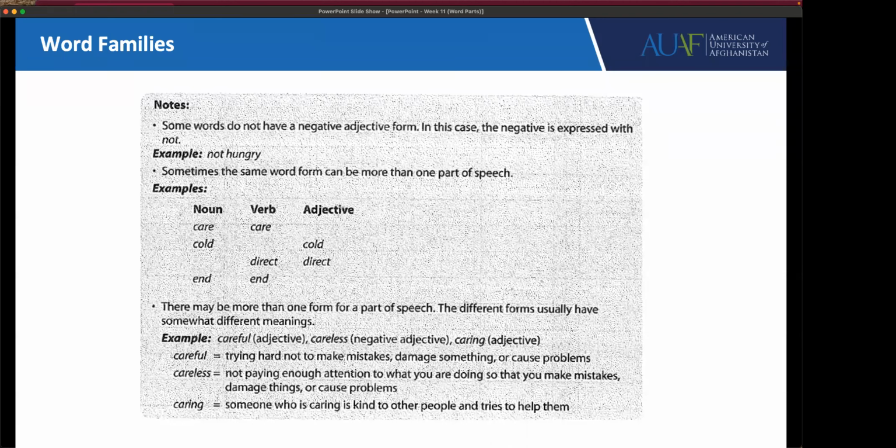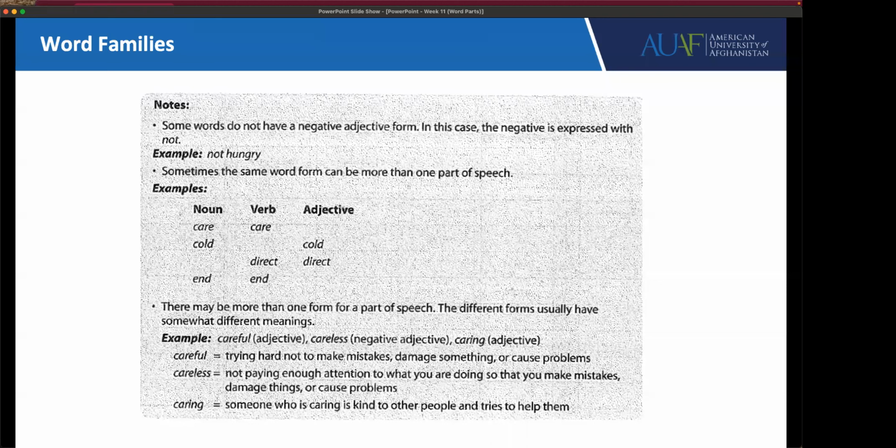Notes: some words do not have a negative adjective form. In this case, the negative is expressed with not, for example, not angry. Sometimes the same word form can be more than one part of speech. Examples: noun, verb, adjective: care, cold, direct. Before you go on, we saw that with value and notice, right? They can be both a verb and a noun. Go ahead. And there are many more than one form for a part of speech.